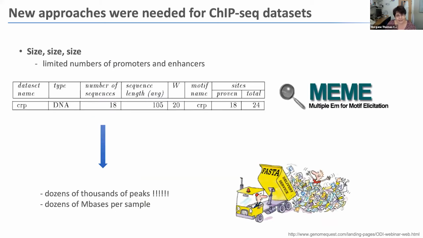So it means that at that time, clearly new approaches were needed, specifically for the ChIP-seq data set. And the main reason was the size of the data set to analyze. So I show you again here the little table from the previous paper. And just to recall, it was tested on 18 sequences of an average of 105 base pairs. When we had the first ChIP-seq results, we actually realized that it was dozens of thousands of peaks and dozens of megabases per sample. So it was clear that the programs, at least some of them, were really not able to scale to this new avalanche of data.